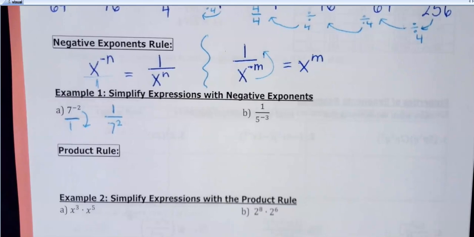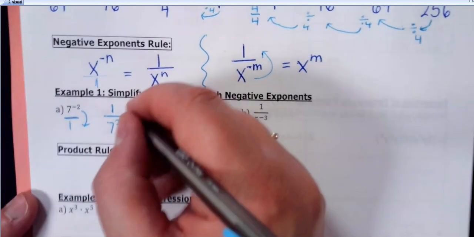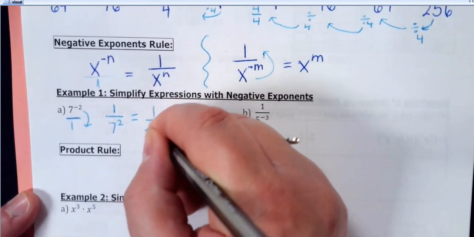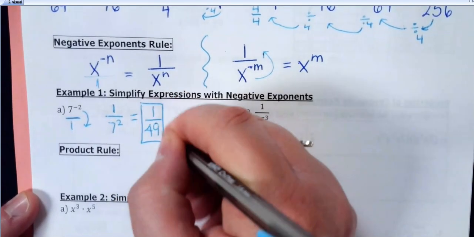And then if you can, like this is a number here, I can just simplify this real quick. This would be 7 squared, which is what, 49? So 1/49th would be what I get if I simplify that.